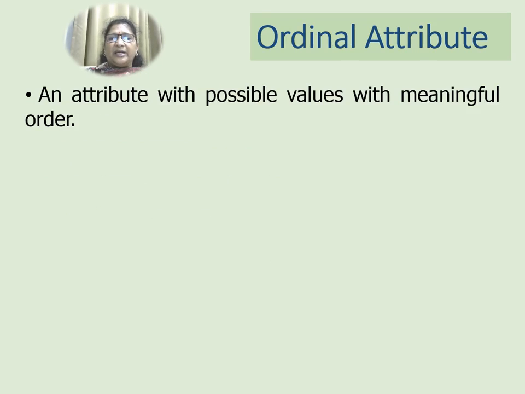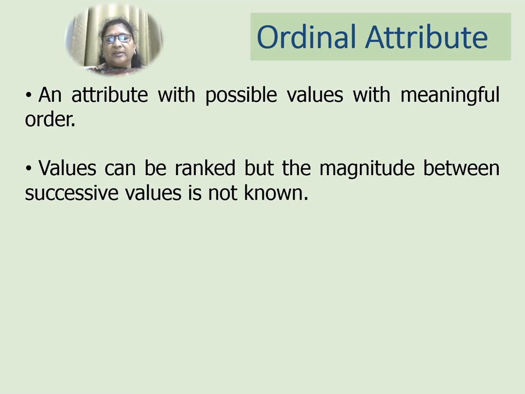The next type of attribute is the ordinal attribute. An ordinal attribute is like a nominal attribute with the additional feature that the order makes sense. Ordinal, ORD, stands for order: an attribute with possible values having a meaningful order. The values can be ranked.